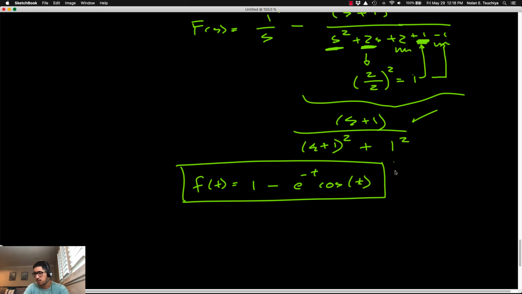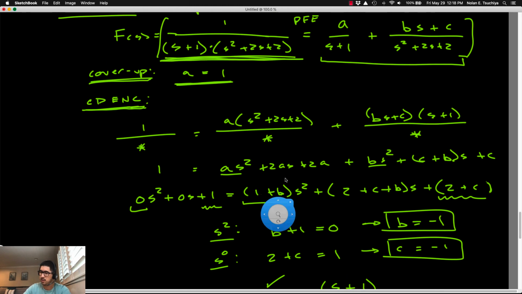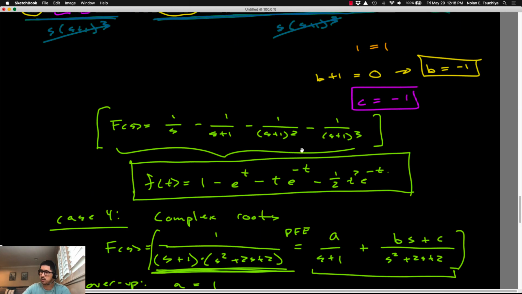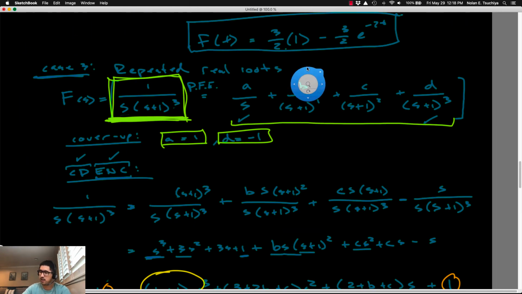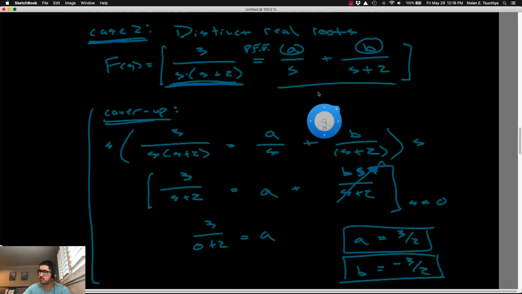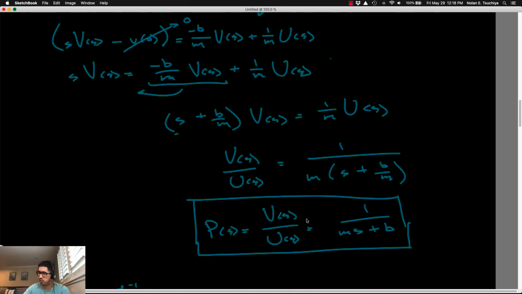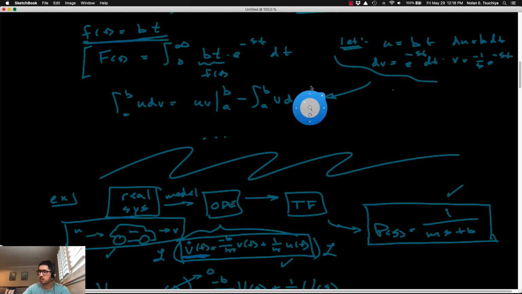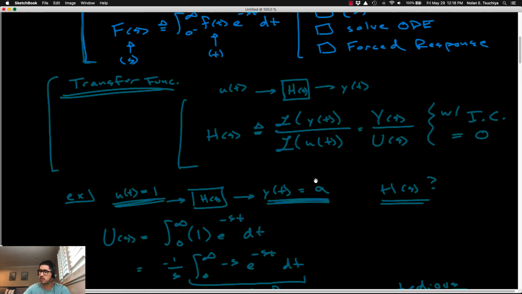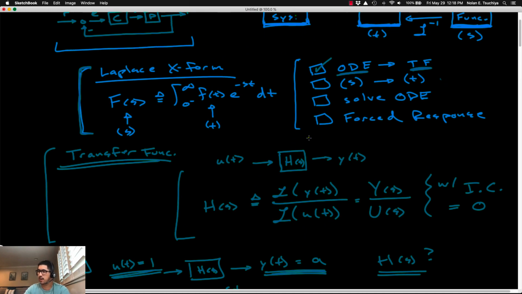So these 4 cases allow you to take the inverse Laplace of any S-domain function that you can encounter. Okay, so through the process of partial fraction expansion, identifying what case you have, whether it's distinct real roots, repeated real roots, or complex roots, you can figure out which case you're in and take the appropriate action so that you can take the inverse Laplace of any S-domain function and get it back into the time function.